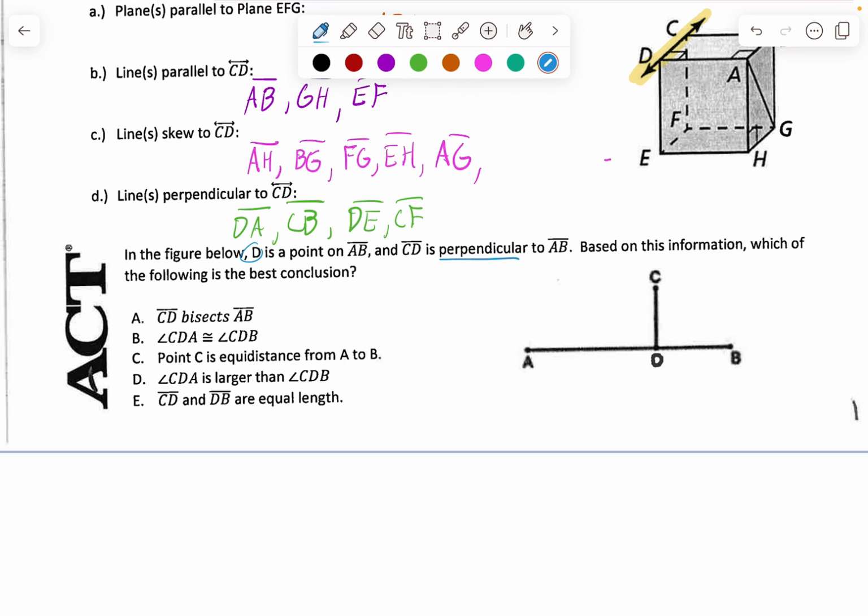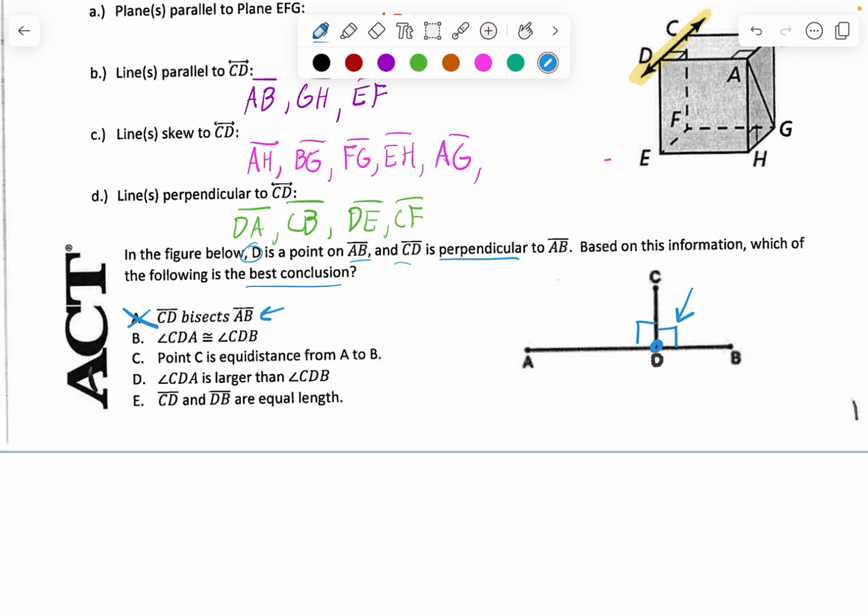Perpendicular. Okay, so D is a point on AB and CD is perpendicular to AB. So you know these are 90. Immediately, I would just draw it in the picture or keep note of that, which is the best conclusion. CD bisects AB. Well, bisect means cut in half. First, it doesn't look cut in half. But second, that's a bad reason. That's not the definition of bisect. All we know is that it's perpendicular, so all we know is that it's 90. It could have been 90 over here. That doesn't mean it bisects, so that would be a bad answer.